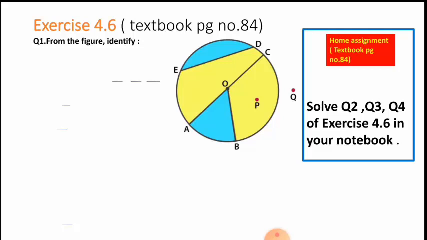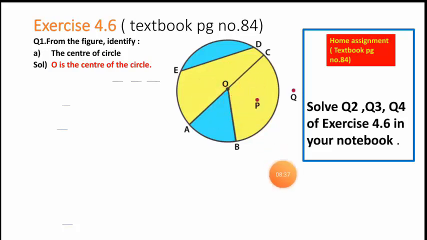Now in this question, we need to identify the center of a circle. So by seeing the given figure, as you can see, what we have learnt about the center of a circle, that it is the fixed point. Okay, so you can see here we have center as O. So we will write as O is the center of the circle.